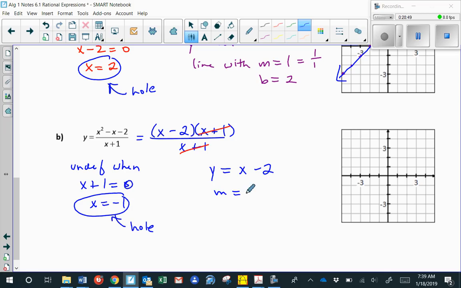That's also a line with a slope of 1, or 1 over 1, and a y-intercept of negative 2. So we can graph the y-intercept of negative 2 and a slope of 1. This time you'll notice that our hole is at x equals negative 1. So I'm going to put a hole in the graph at the point where x would equal negative 1 and connect.